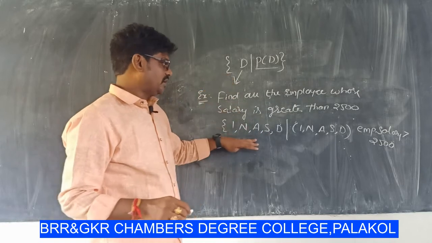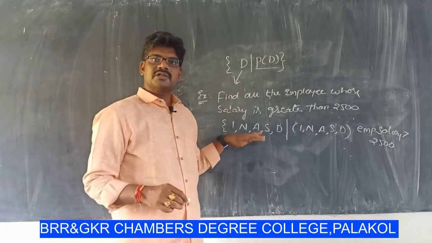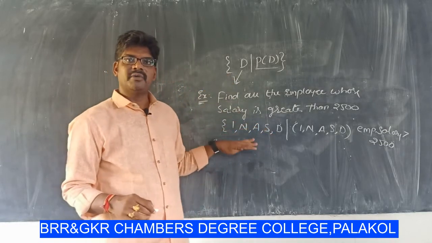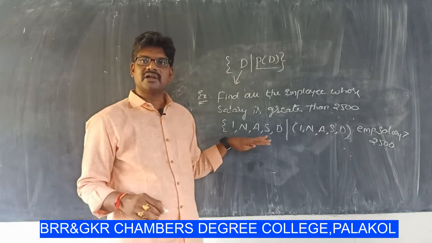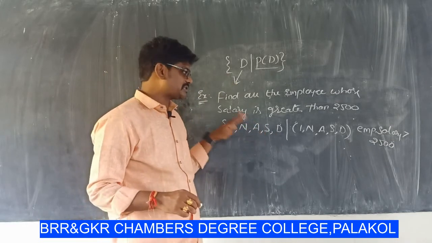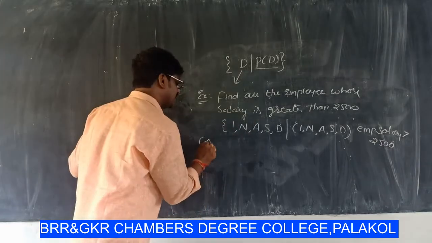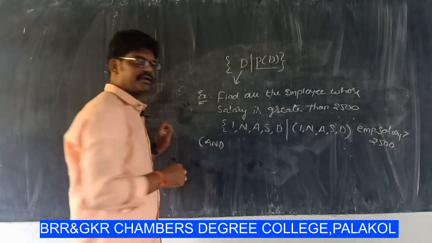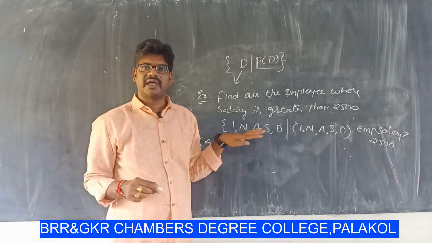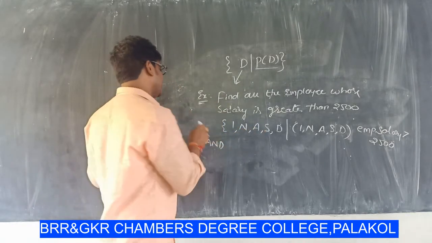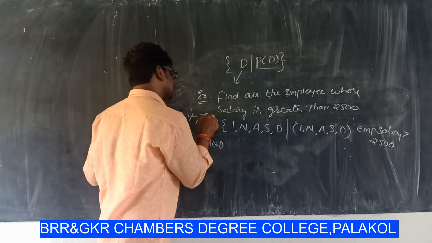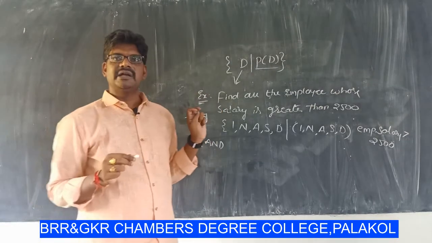In the DRC, a well-formed formula is formed using conditions, and Boolean operators are also used. The Boolean operators and, or, not are used in the DRC. Also the quantifiers for all and there exists are used in the DRC.